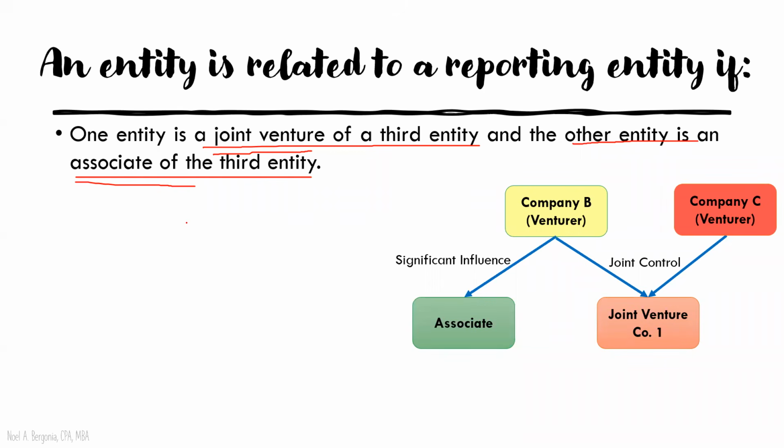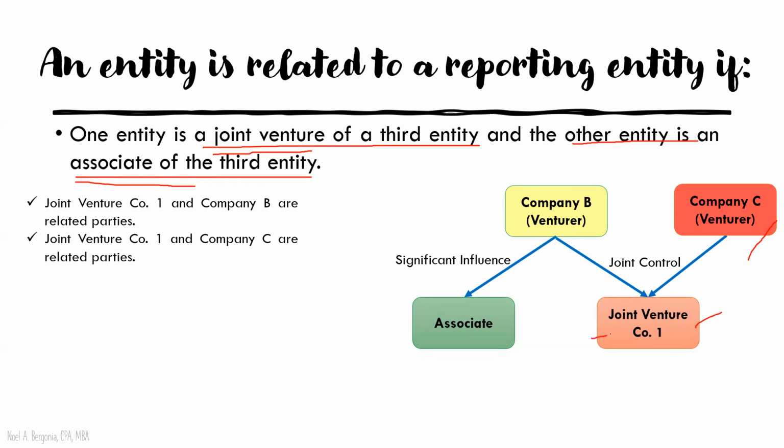Okay, so identify natin yung relationship dito sa image. So first, as mentioned kanina, si joint venture company 1 and company B are related parties. Okay, walang question dyan since kanina na i-discuss na natin yan. Moreover, si joint venture company 1 at saka si company B, they are related parties. So right now, si joint venture company 1 at saka si associate are now considered as related party.